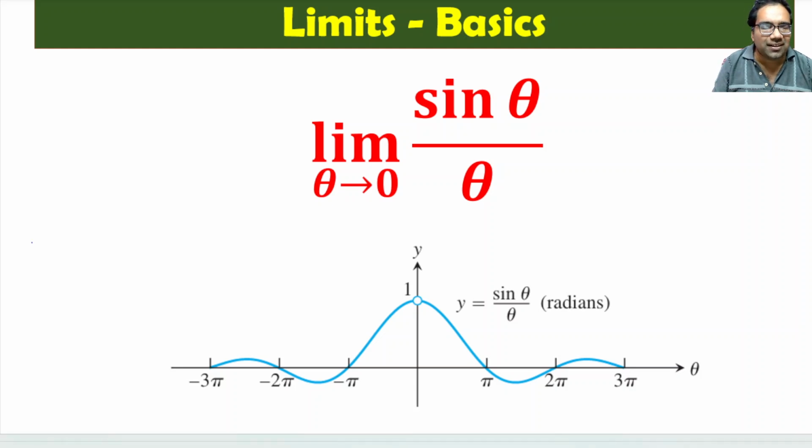Hi friends, let us learn one very important result in limits: the limit of sine theta by theta as theta tends to 0. By the look of it, we cannot decide in a straightforward way what exactly the limit is, because sine theta, when theta tends to 0, is 0 and theta is also 0. So it looks like 0 by 0.